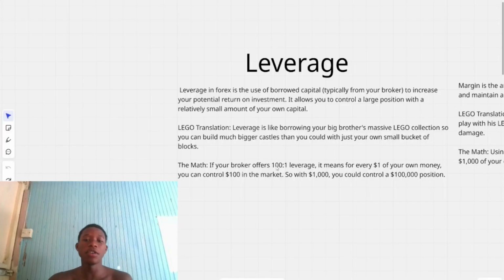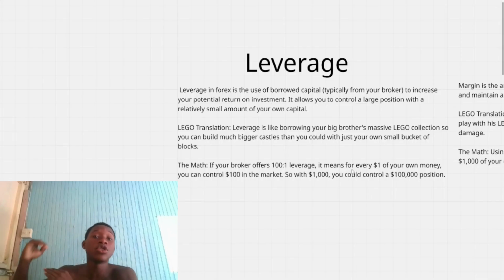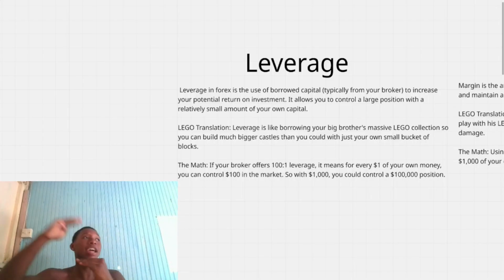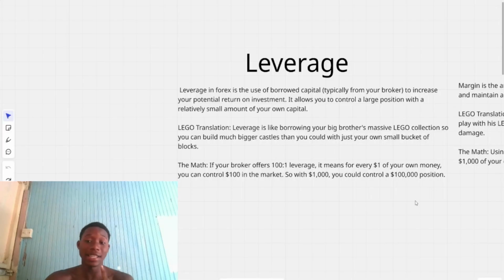If a broker offers you 100 to 1 leverage, it means for every $1 of your money, you can control $100 in the market. That's the practical leverage example. So with $1,000, you could control a $100,000 position. Okay? We'll get into why that's important.